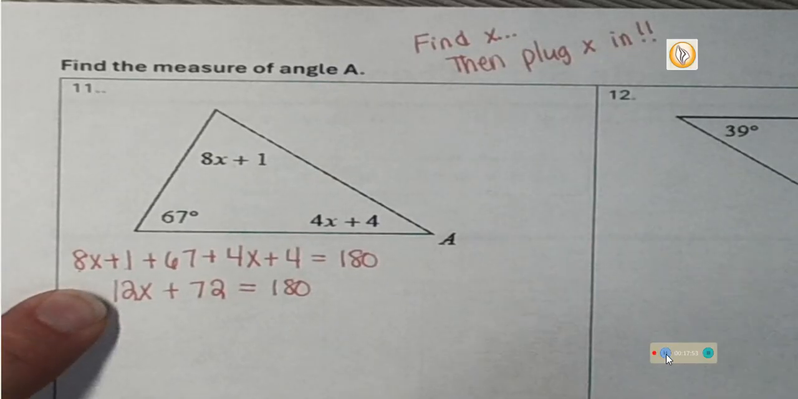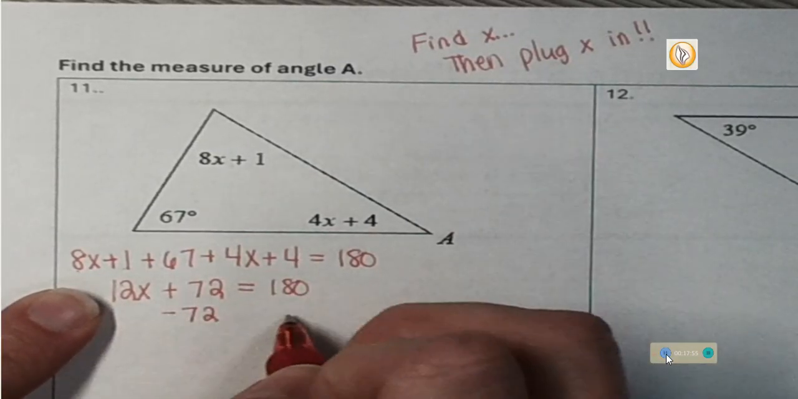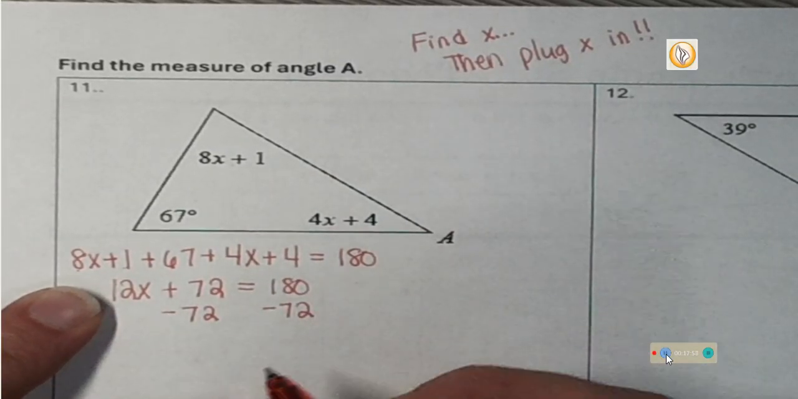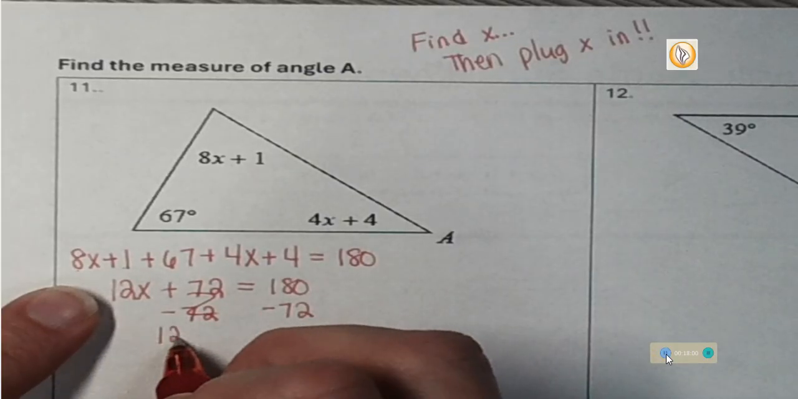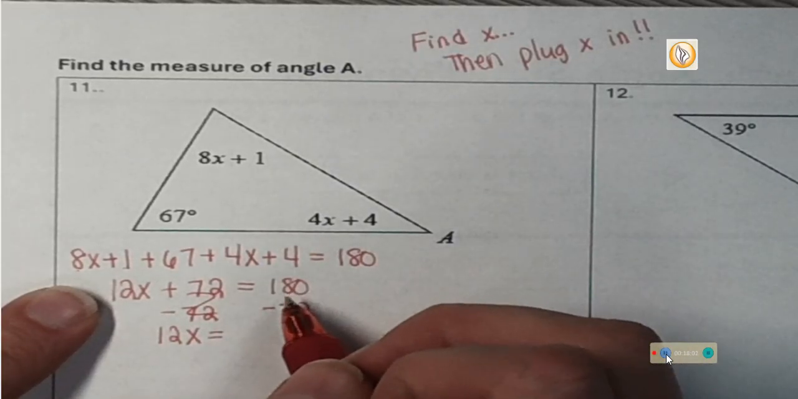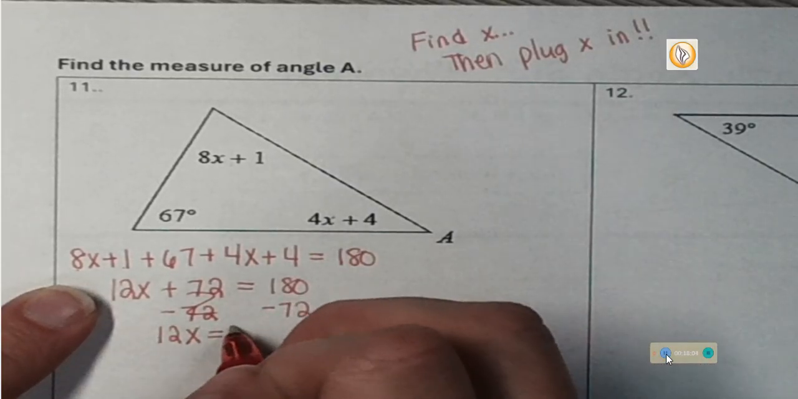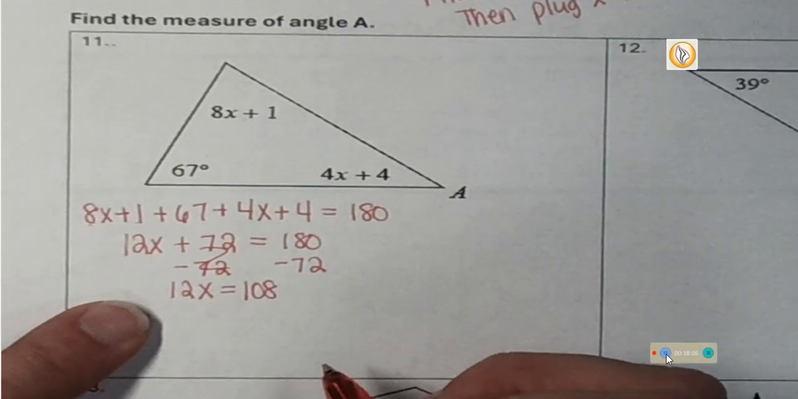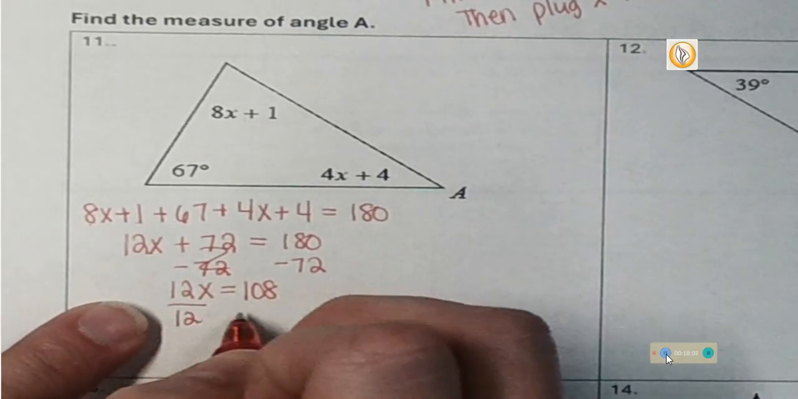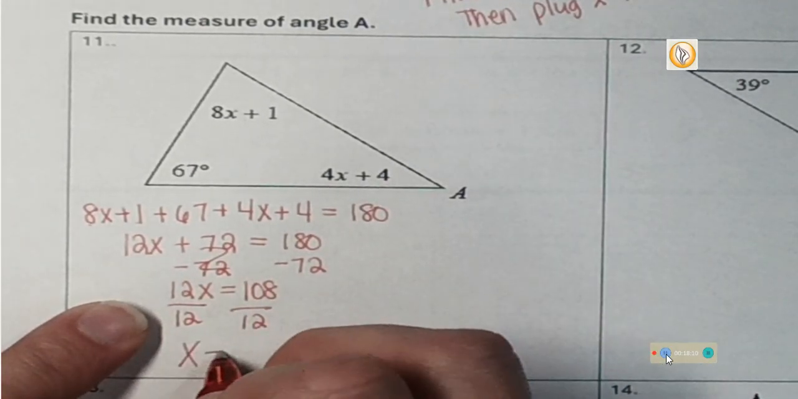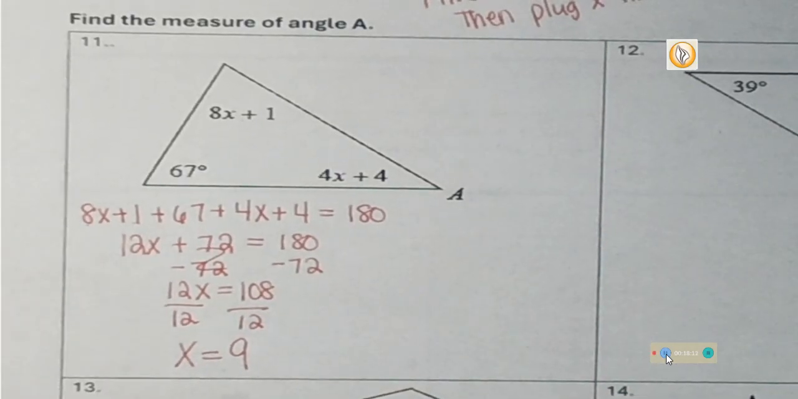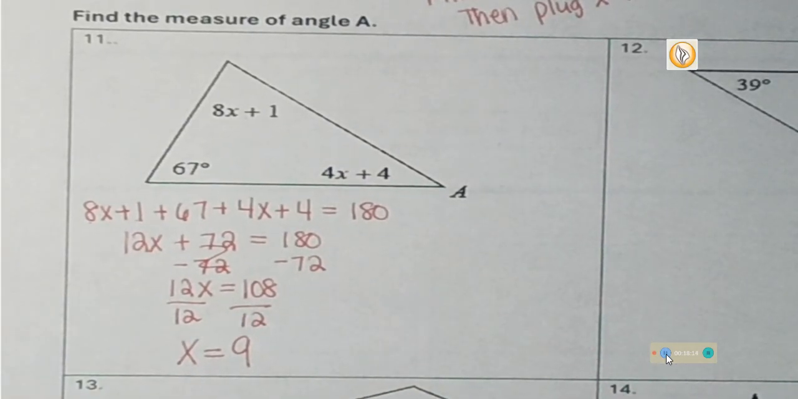If I want x by itself, I got to subtract 72. Okay. And then I got 12x equals 180 minus 72 gives me 108. To get x by itself, I'll divide by 12. My x value equals 9, which is awesome. That means you solved it right.